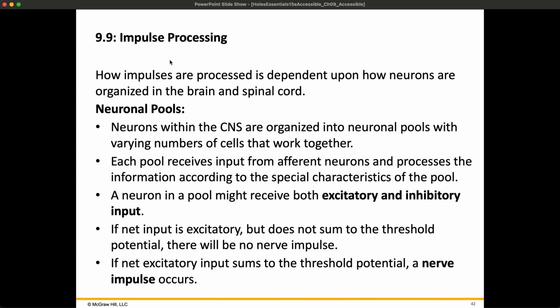Okay, how impulses then are processed. As I said, it's a lot of yes or no signals, stop and go signals, those excitatory and inhibitory, and it's a collection, a conglomerate of those signals. So you have neuronal pools: neurons in the central nervous system organized together with varying numbers of cells depending on what they're supposed to be processing. It's receiving that input from the afferent neurons, or sensory neurons, and processing that with those interneurons. It can receive the excitatory and inhibitory input. If it's excitatory but it does not sum to the threshold, there will be no nerve impulse. If it's excitatory and it reaches the threshold, then a nerve impulse occurs.